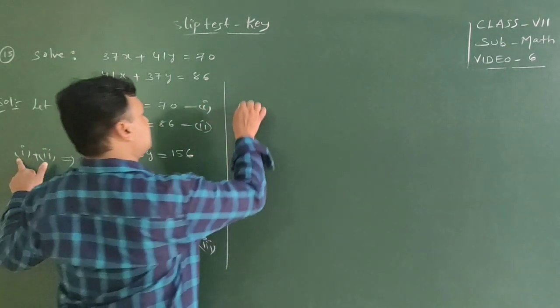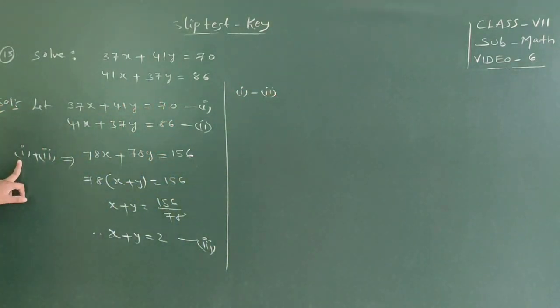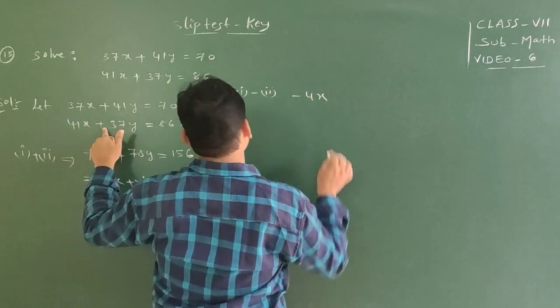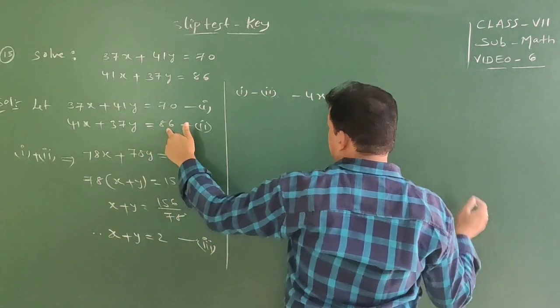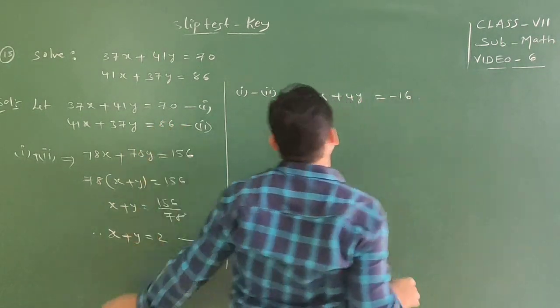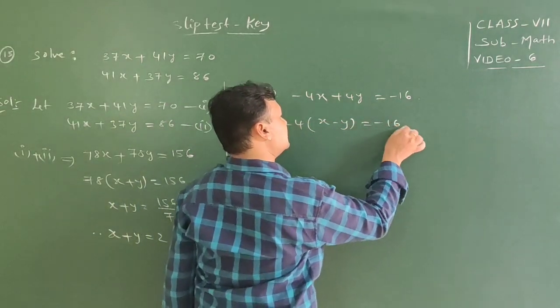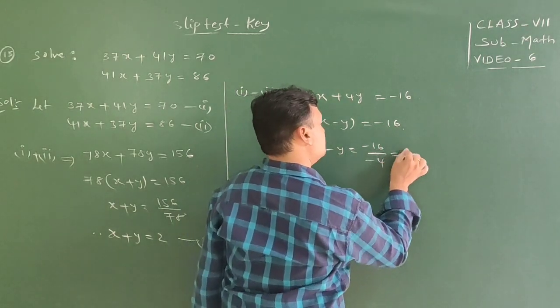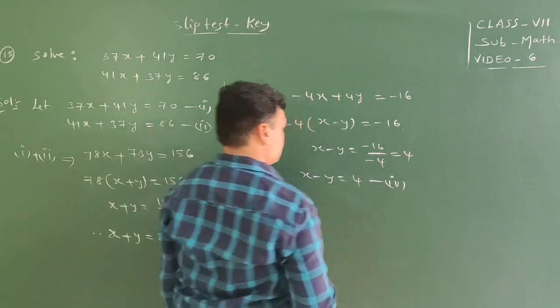Now, if you subtract the first and second equations, here you will get 37 minus 41 equal to minus 4x plus 4y equal to 70 minus 86, which is minus 16. If you take minus common, here x minus y equal to minus 16. So x minus y equal to minus 16 by minus 4, which means 4. So x minus y equal to 4 be the fourth equation.